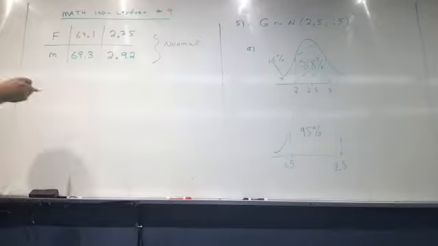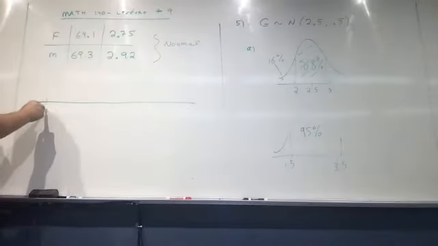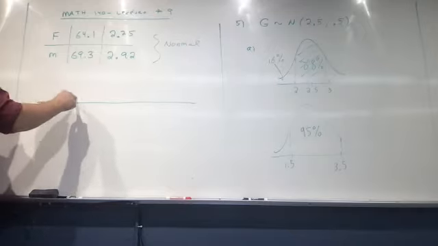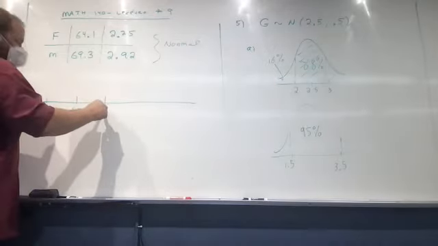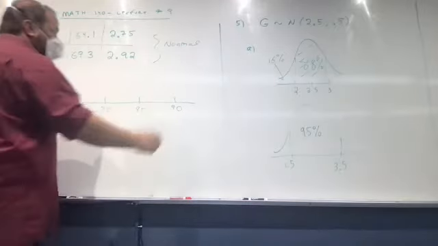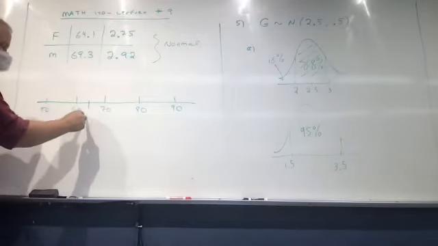So how would I answer this question? Okay, make a number line. The box plot? No. They want the sketches of the normal curves. Okay, 50 to 90, let's say. And then plug in the mean. We can start with the female, the mean of 64.1. So about here, 64.1.